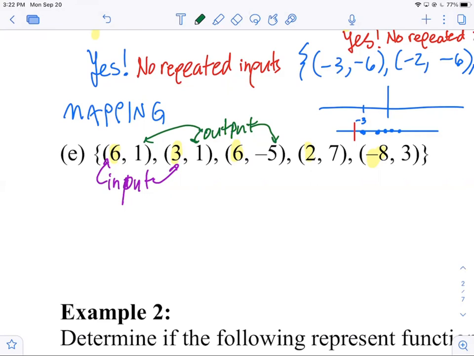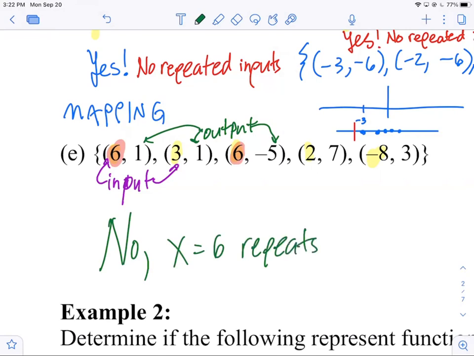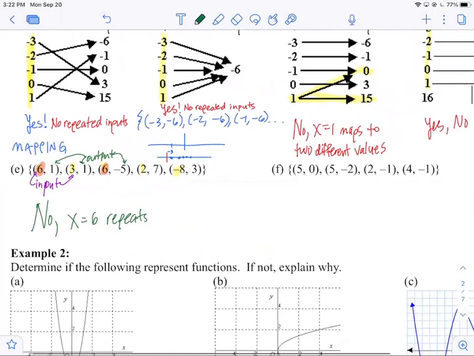No. Why not? There's two sixes, right? 6 goes to 1 and 6 goes to -5. X equals 6 repeats. It goes to two different values, okay? It's still a relation, but not a function. Nice try. All right, how about letter F?